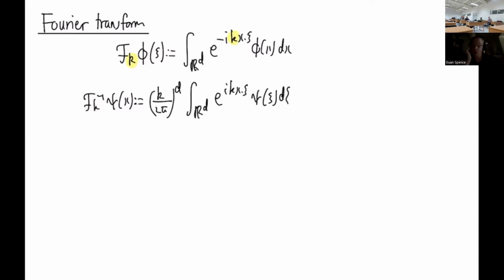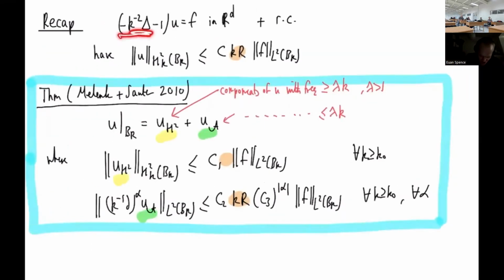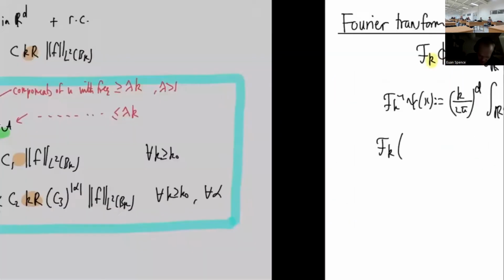And why have I done this? Why have I done this scaling? Well, it's because we have this usual rule that the Fourier transform changes derivatives into multiplication by the Fourier variable. But in the Helmholtz world, my derivatives are scaled with this power of k inverse. The Helmholtz equation itself has these derivatives scaled with k inverse in it.